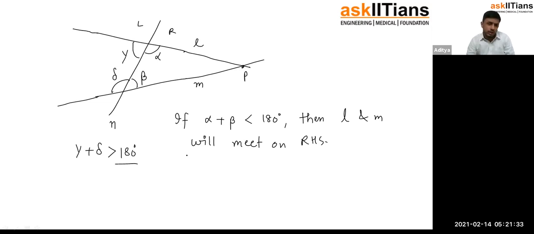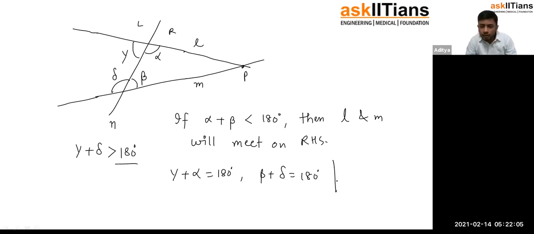Now imagine what would happen if alpha plus beta is exactly 180 degrees. That actually gives rise to parallel lines, right? If alpha plus beta is exactly 180 degrees, how much will gamma plus alpha be? First of all, it will be 180 degrees. What will beta plus delta be? It would be 180 degrees, of course, because they are lying on a straight line.